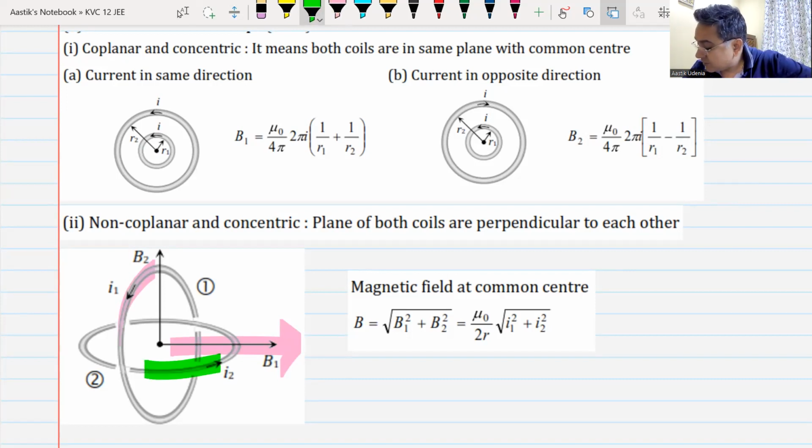Because of this green thing, the magnetic field is going like this. We understand this?